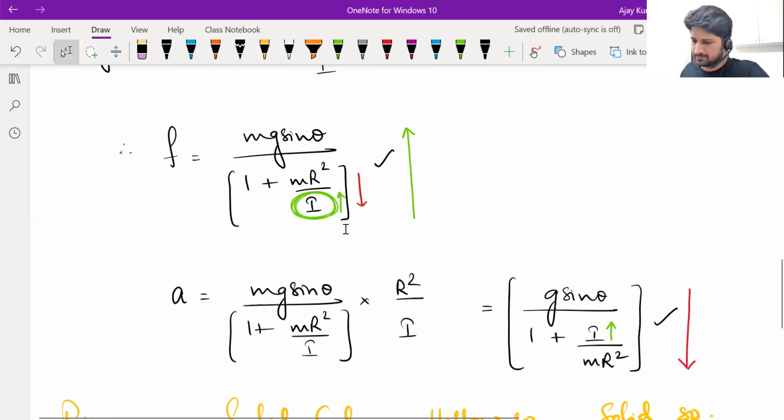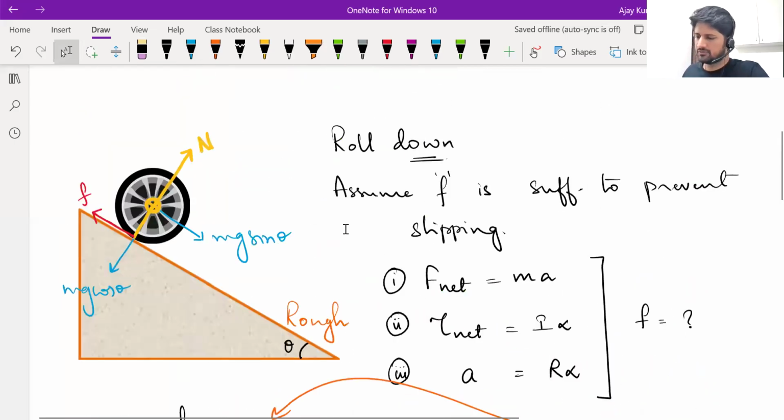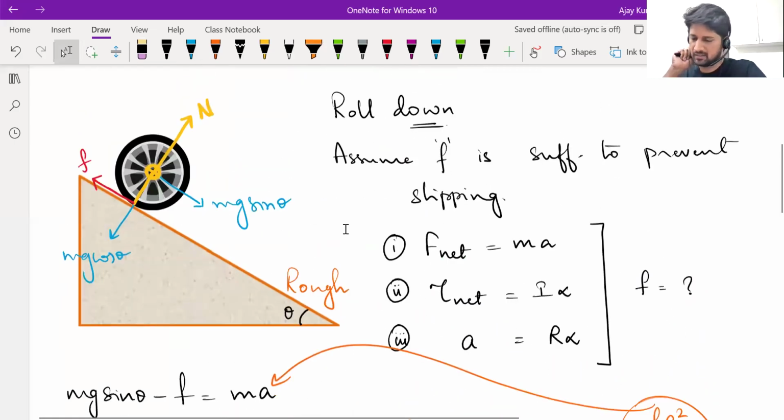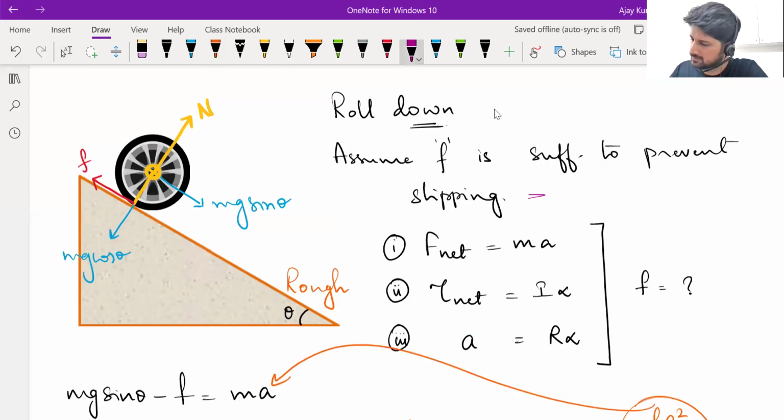Fine. Now, we assumed friction is sufficient to prevent slipping. So one of you tell me, friction should definitely act, otherwise it will skid. Friction will definitely act. And if it is preventing slipping, what kind of friction is this? Static friction. Static friction, correct.